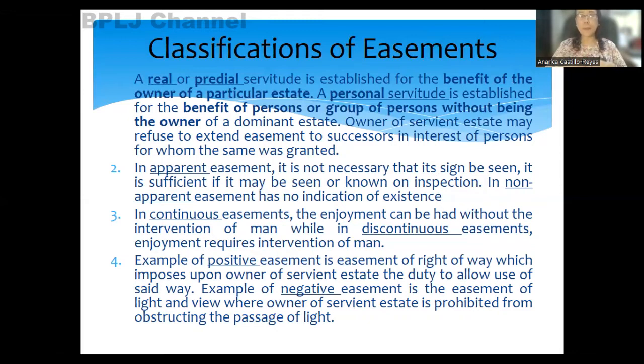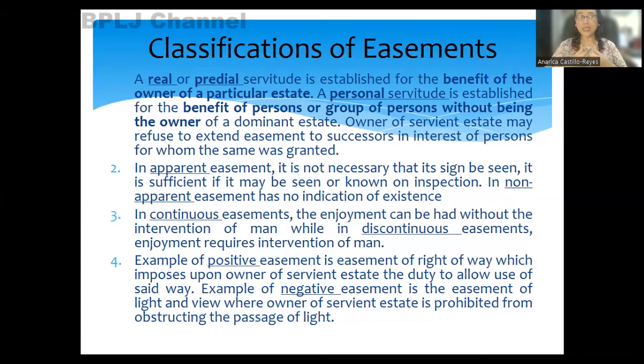Okay, so an example of an apparent easement would be a right of way in which there is a path, a visible path. On the other hand, a non-apparent easement, since it has no indication of its existence, is a right of way which has no visible path. In continuous easements, the enjoyment can be had without the intervention of man. The law classified the easement of aqueduct as a continuous easement, even if the use thereof is not continuous or the use thereof is not incessant.